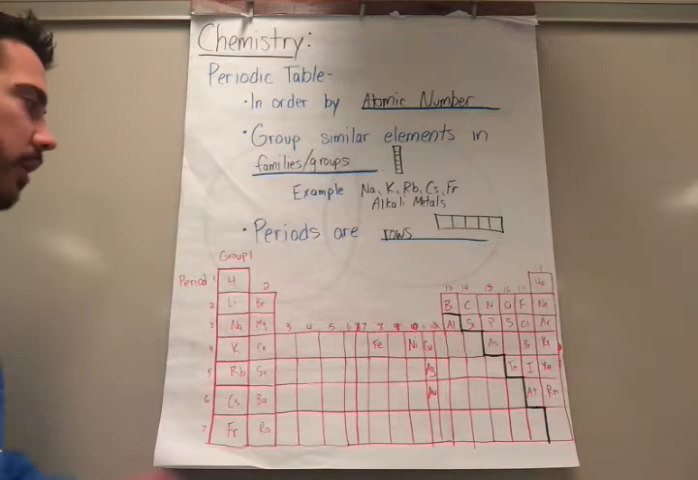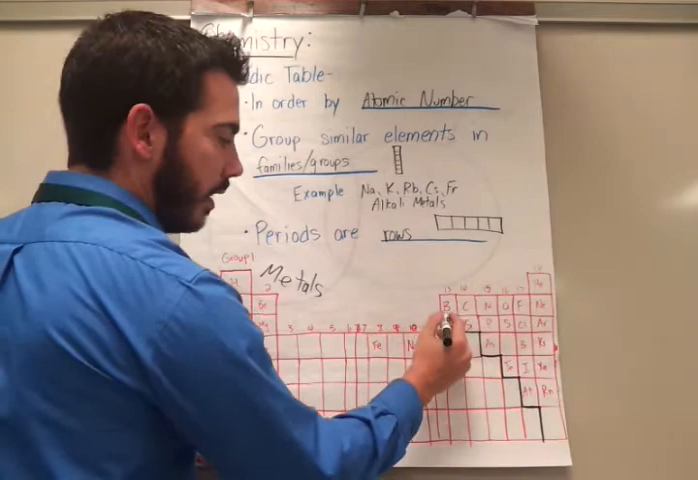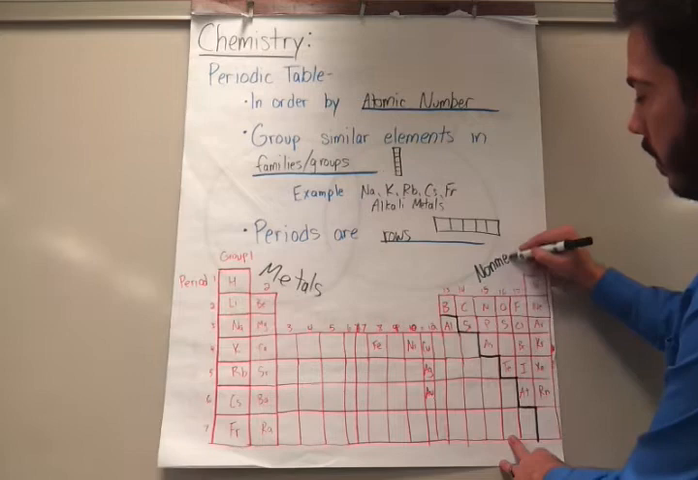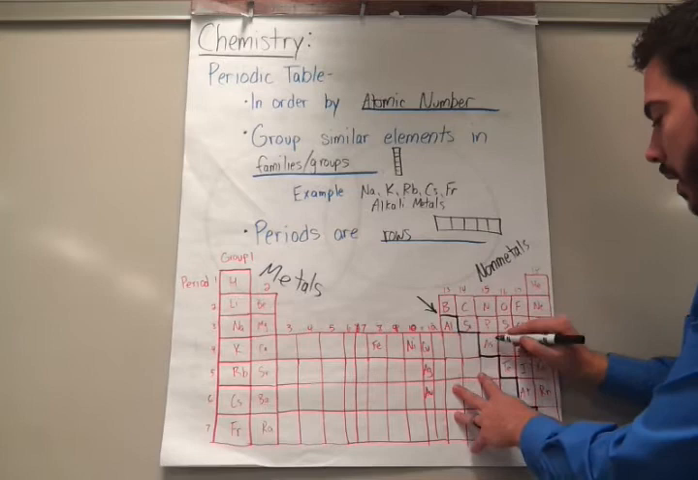On the left side of the periodic table, we have our metals. And when we say left side, we mean everything to the left of the black line, the zigzag. Over on the right side, we have our nonmetals. And then along the zigzag, things like silicon, tellurium, and astatine are considered to be our metalloids.